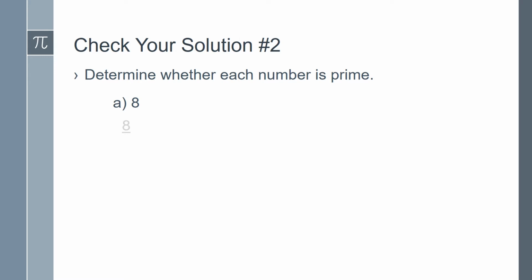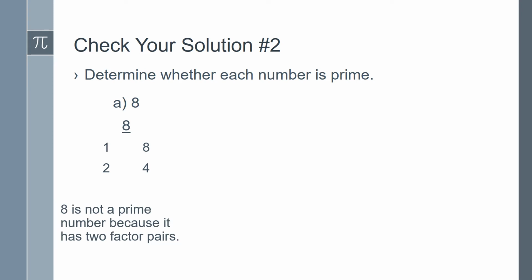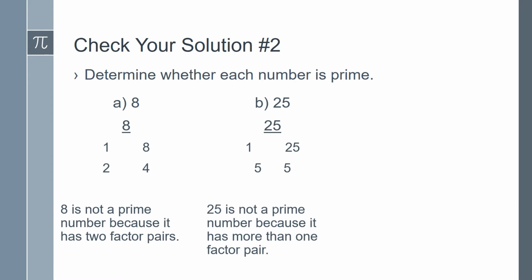Let's start with the number 8. The first factor pair is 1 times 8. Using our strategies, we know that the other factor pair is 2 times 4. So we know that 8 is not a prime number because it has 2 factor pairs. Now, 25. The first factor pair is 1 times 25, and again using our strategy, we can find that the next factor pair is 5 times 5. So we know that 25 is not a prime number because it has more than one factor pair.